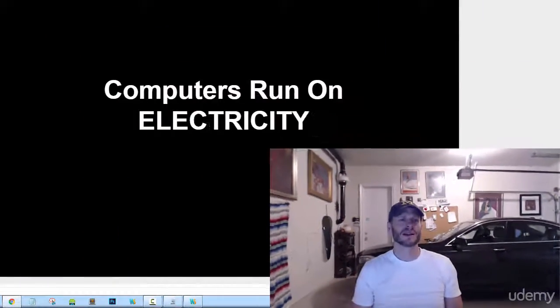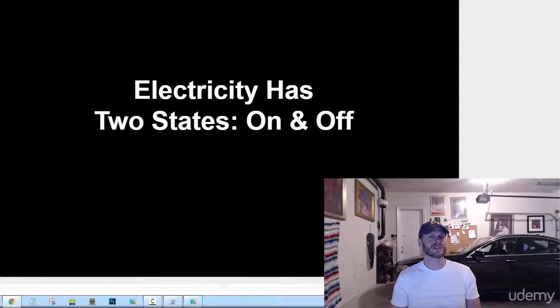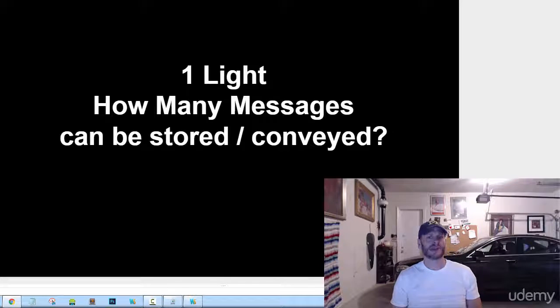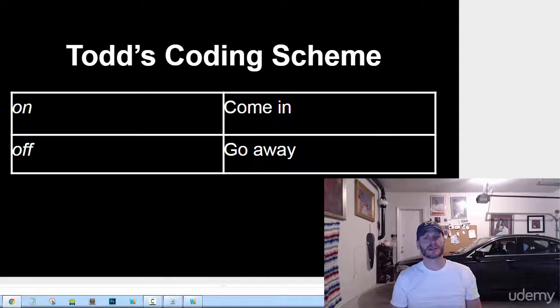So computers run on electricity. Electricity has 2 states, on or off. And if we have one light bulb like our porch, we can convey 2 messages, right? So, come on in, come trick or treat, or go away. And so we have coding schemes. So the first thing you need to know about computers, they run on electricity. Second thing is that we can create coding schemes based upon whether or not a circuit or a switch is on or off.